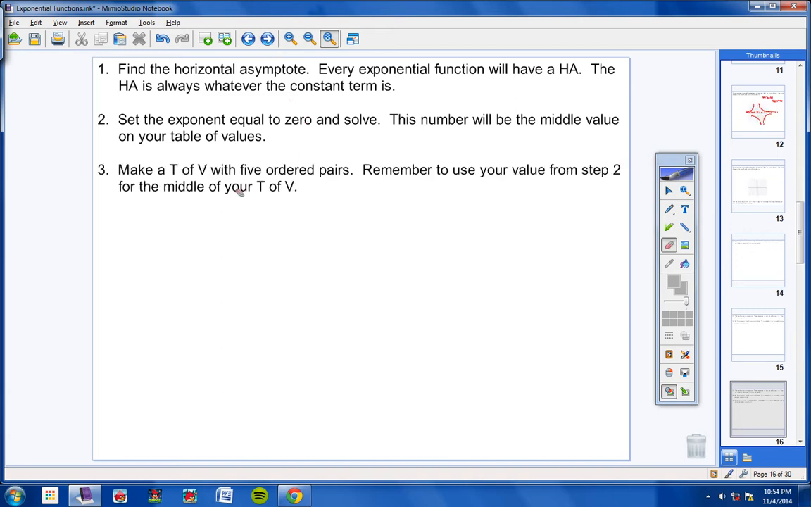Okay, number 3. T of V means table of values, okay? So make a table of values with 5 ordered pairs. Remember to use your value from step 2 for the middle of your table of values, okay?